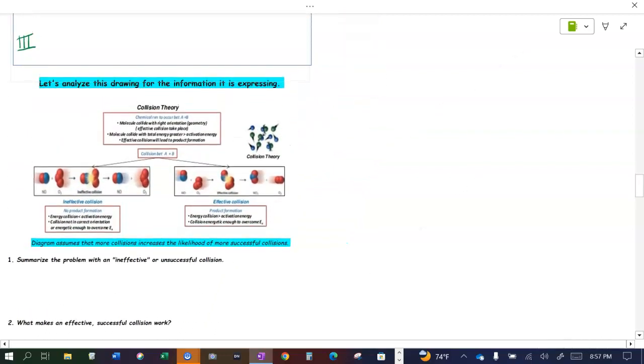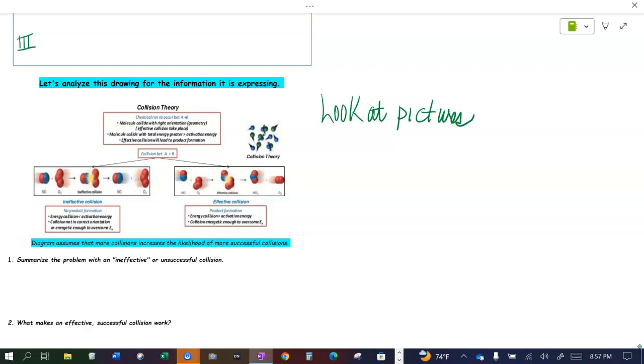When you're done with this, would you come on down and look at these pictures? So the question really is then, look at these pictures and think about answers to questions 1 and 2.